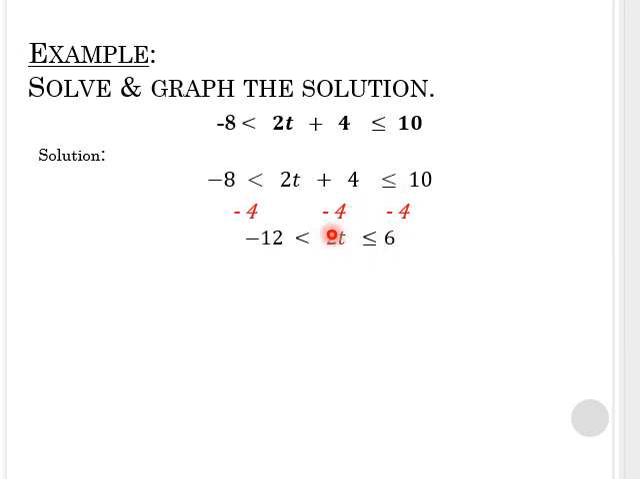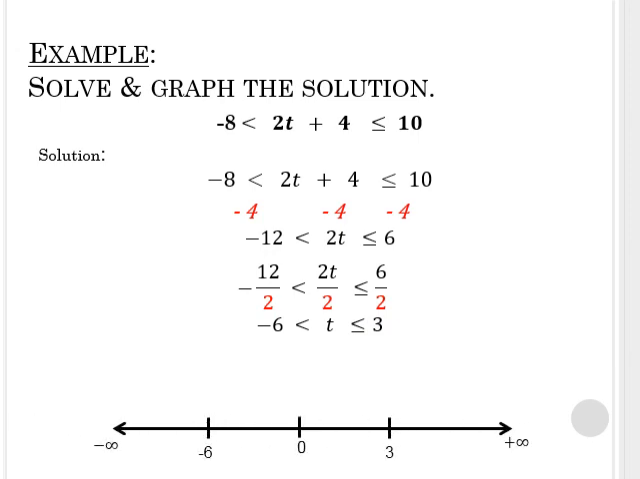Now we want only t, not 2 with the t. So we divide minus 12 by 2 and 6 by 2, and 2t divided by 2 as well in the center. So dividing by 2, we have minus 12 over 2, which is minus 6, and 6 over 2, which is 3. So we have an answer. t lies between minus 6 and 3. So this is the solution.